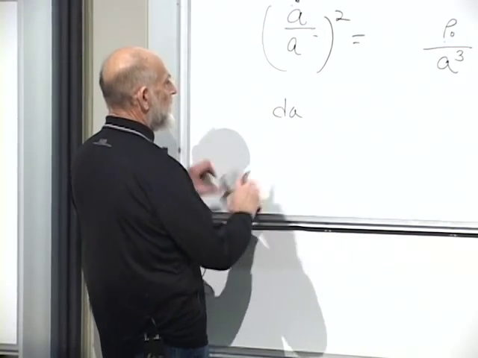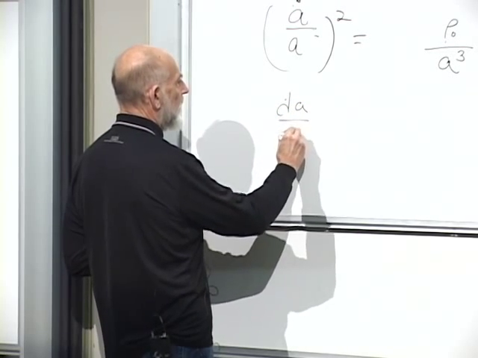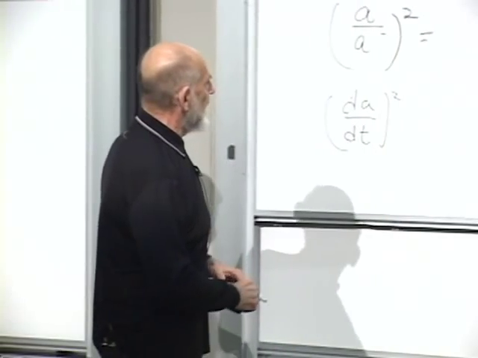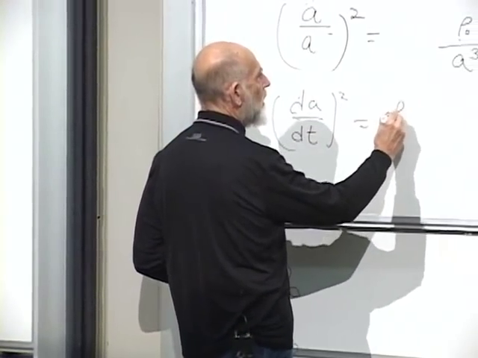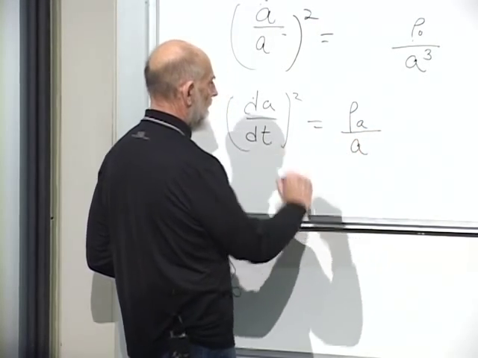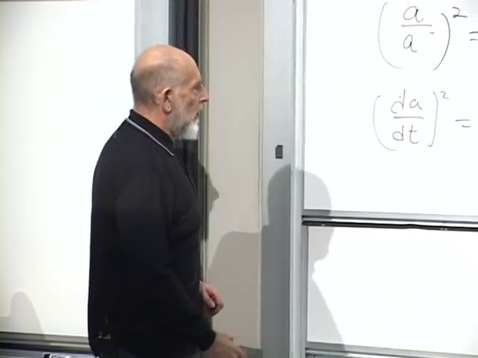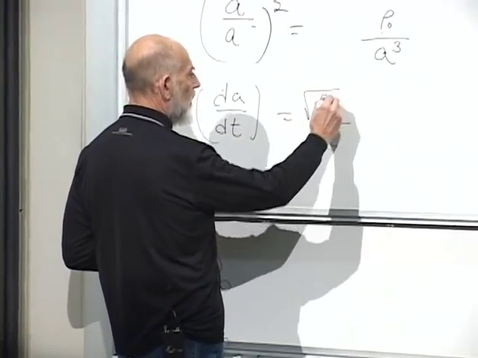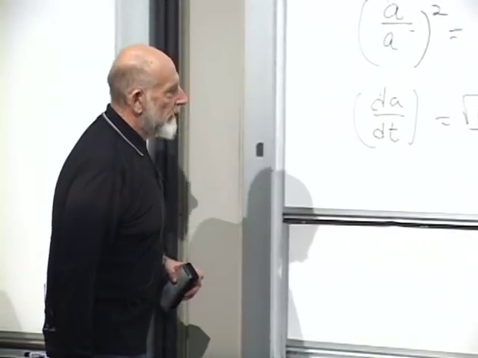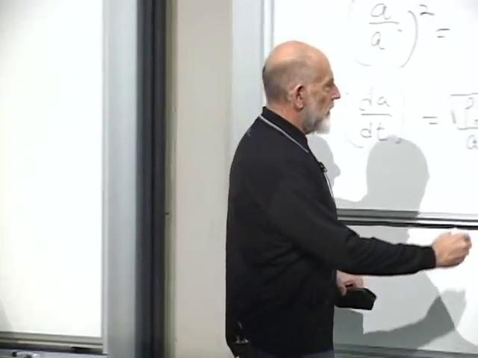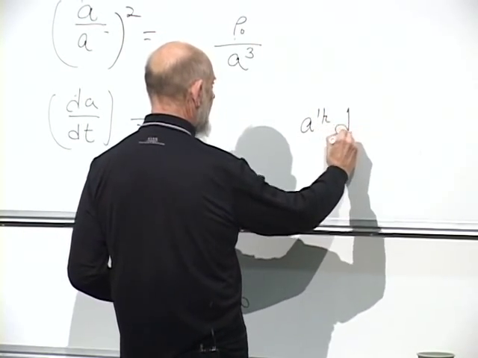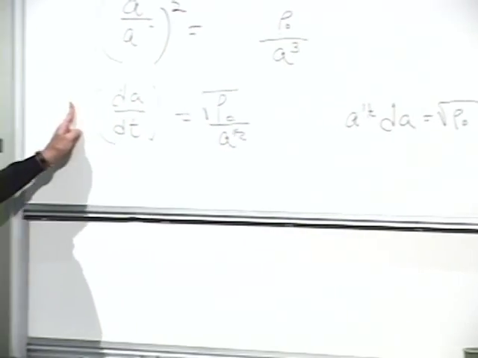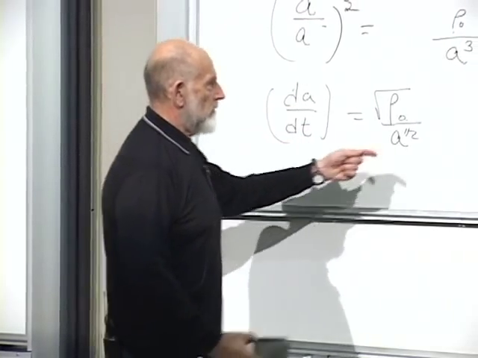This is A dot over A, this is the dA/dt squared. There's an A squared in the denominator, but I'm going to multiply through and put it on the other side. So we multiply by A squared and we get rho naught divided by A, is that right? Right. And now I take the square root of both sides, square root of rho naught, A to the 1/2, multiply so that it reads A to the 1/2 times dA equals square root of rho naught times dt. A to the 1/2 on this side times dA, or we could write it this way.